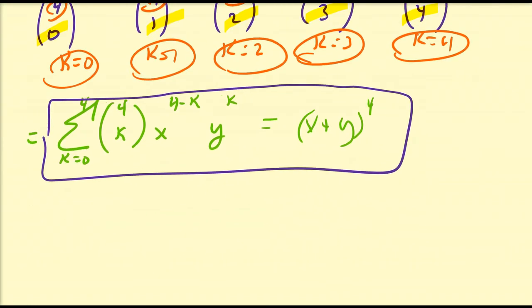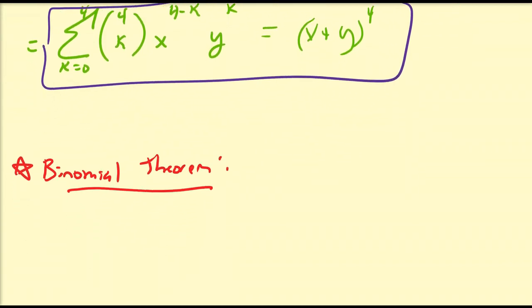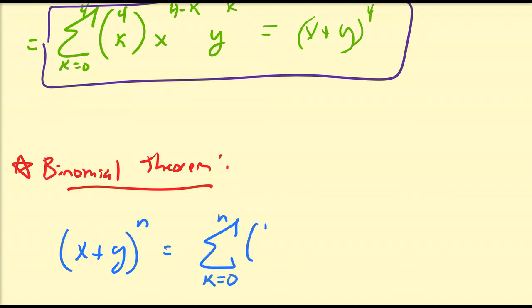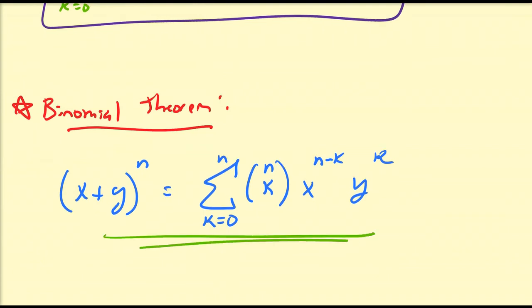And this, of course, can extend to what we refer to as the binomial theorem. The binomial theorem generalizes this to any natural number power n. So (x + y)^n is going to be the sum from k equals 0 to n of n choose k times x to the n minus k times y to the k. This is a very beautiful and condensed representation.